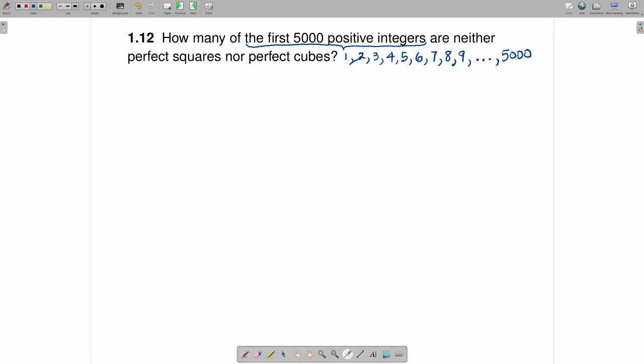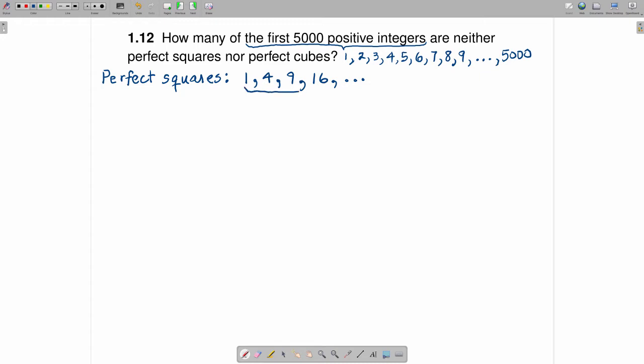And some of those numbers in there are going to be perfect squares. Examples of perfect squares are 1, 4, 9, 16, 25, etc. Perfect cubes, for example, are 1, because 1 cubed is 1, 8, because 2 cubed is 8, 27, because 3 cubed is 27, etc. So let's write out the perfect squares. Perfect squares are 1, 4, 9, 16, and there will be some number out there that is less than 5,000 that is the last perfect square.